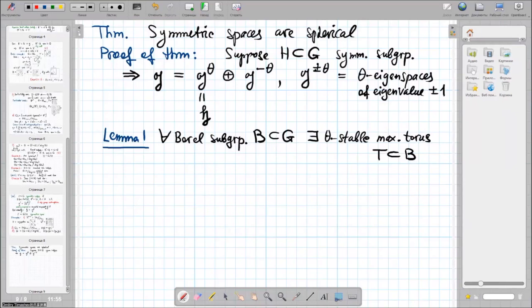Professor, I want to ask a question. Yes, please. Theta stable maximal torus means a maximal torus that is theta stable, or a torus that is theta stable and maximum? It is a maximal torus among all tori in G, which is theta stable. So the first thing, maximal torus, which is theta stable. Maximal not among theta stable tori, but maximal among all tori. And at the same time, it is theta stable. Okay?